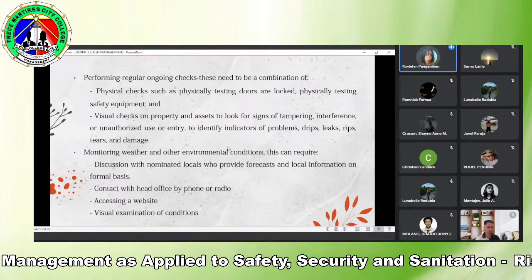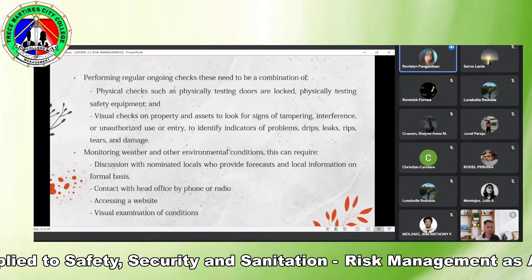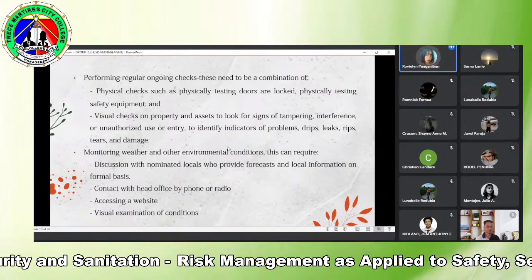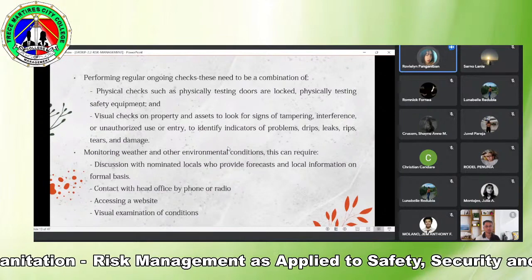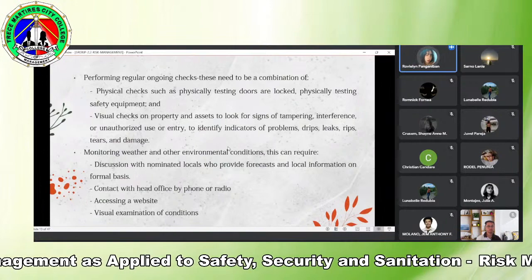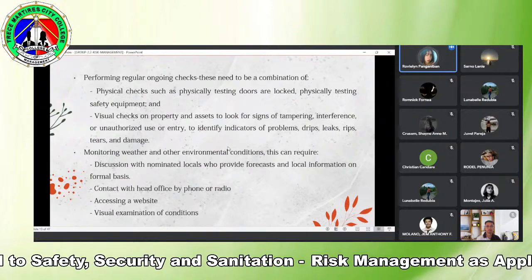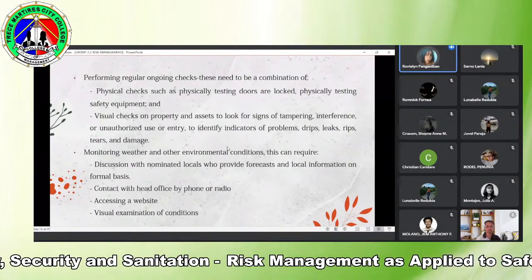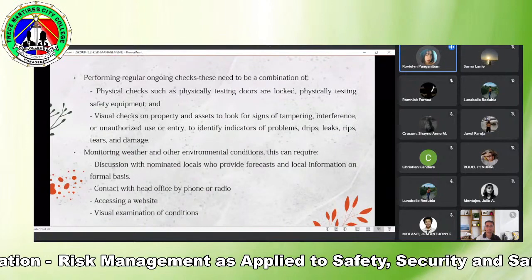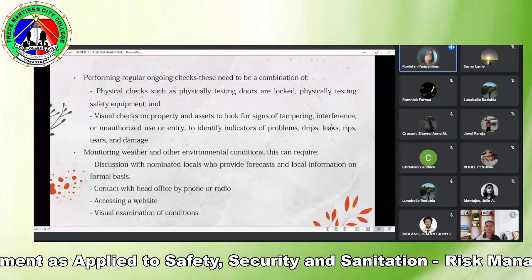So, next is monitoring weather and other environmental conditions. This can require discussion with nominated locals who provide forecast and local information on a formal basis. So, yun nga, kagaya din ng sinabi ko kanina, dapat meron tayong kilala dun sa locals natin para mas mabilis natin magawa yung mga bagay. And contact with head office by phone or radio.